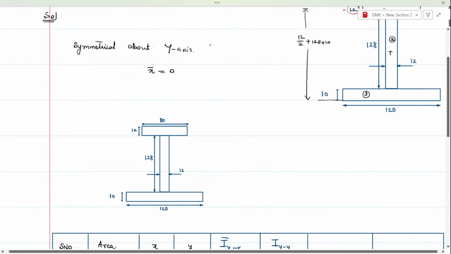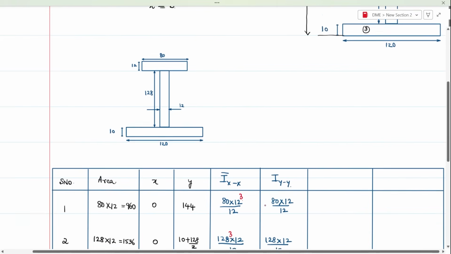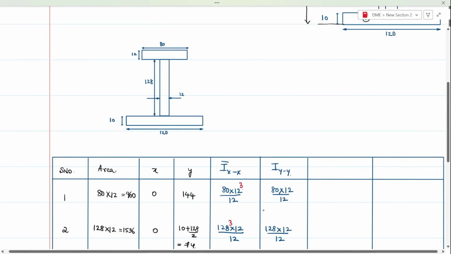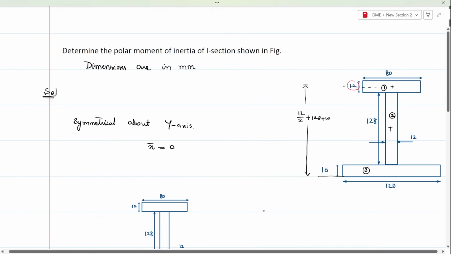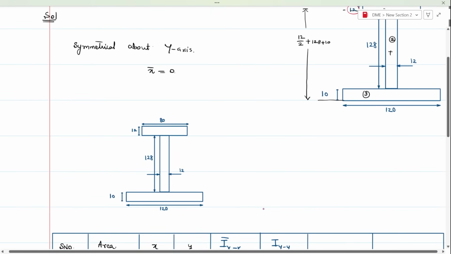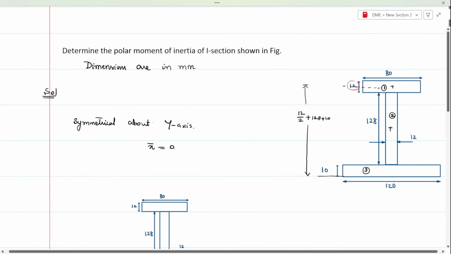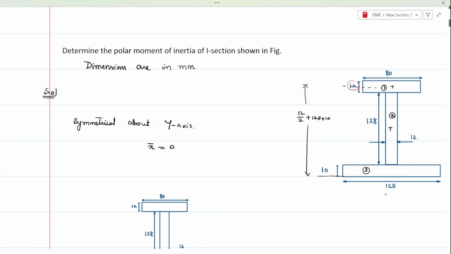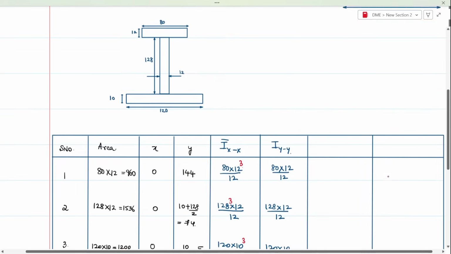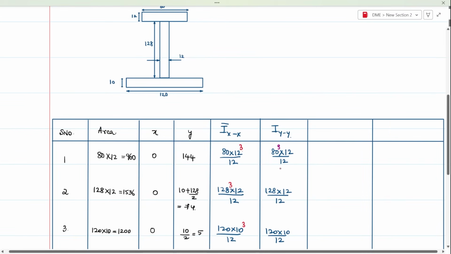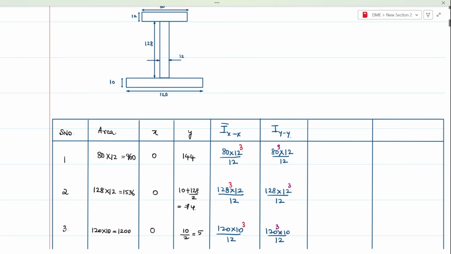Now, in the next case, the moment of inertia about the y-axis, the dimension that is perpendicular to the y-axis should be raised to the power 3. For the first area, 80 is the dimension, for the second 12 is the dimension, and for the third 120 is the dimension. That has to be raised to the power 3. So first it is 80, second one it is 12, and third one it is 120.